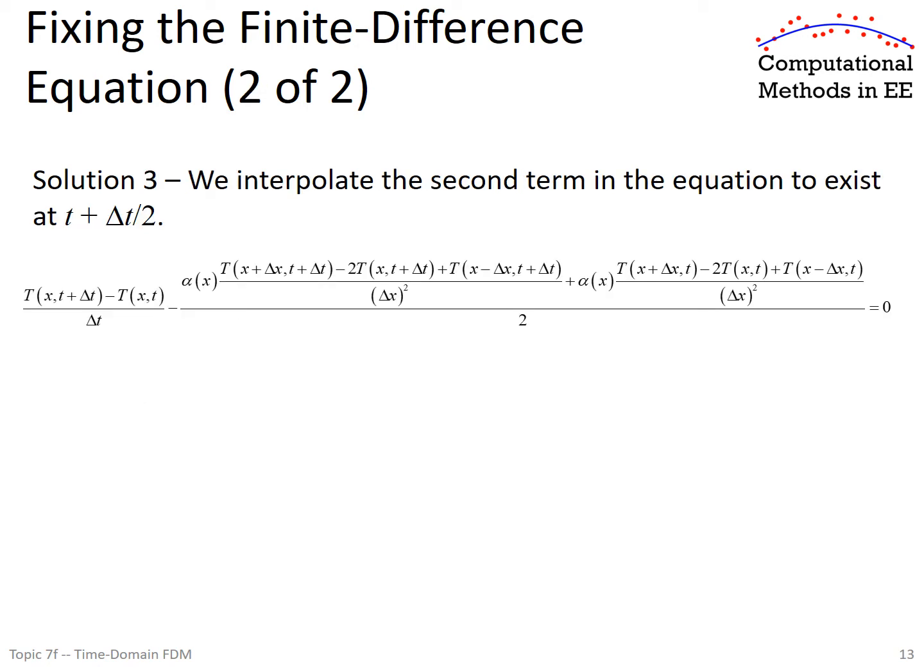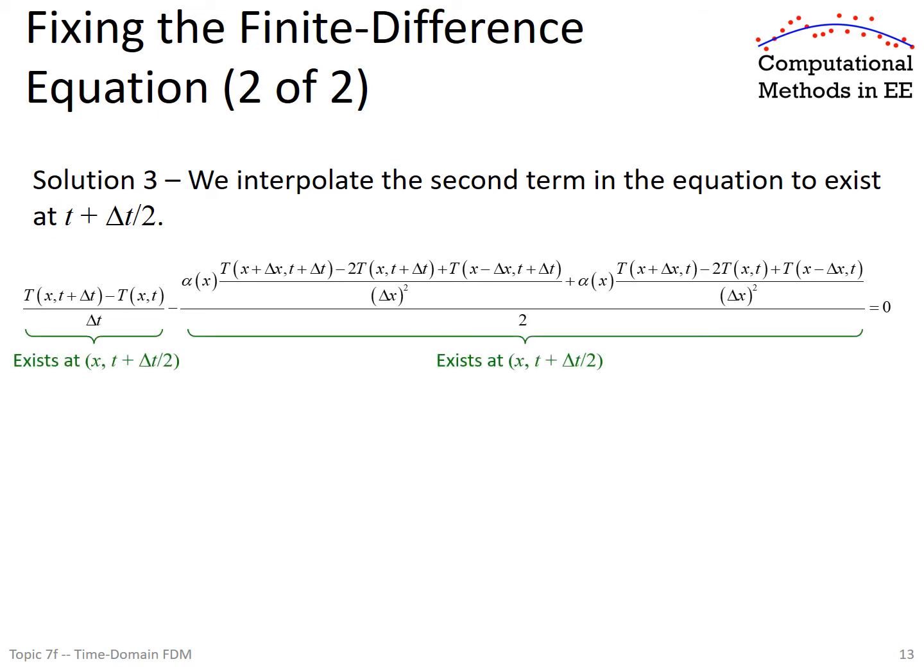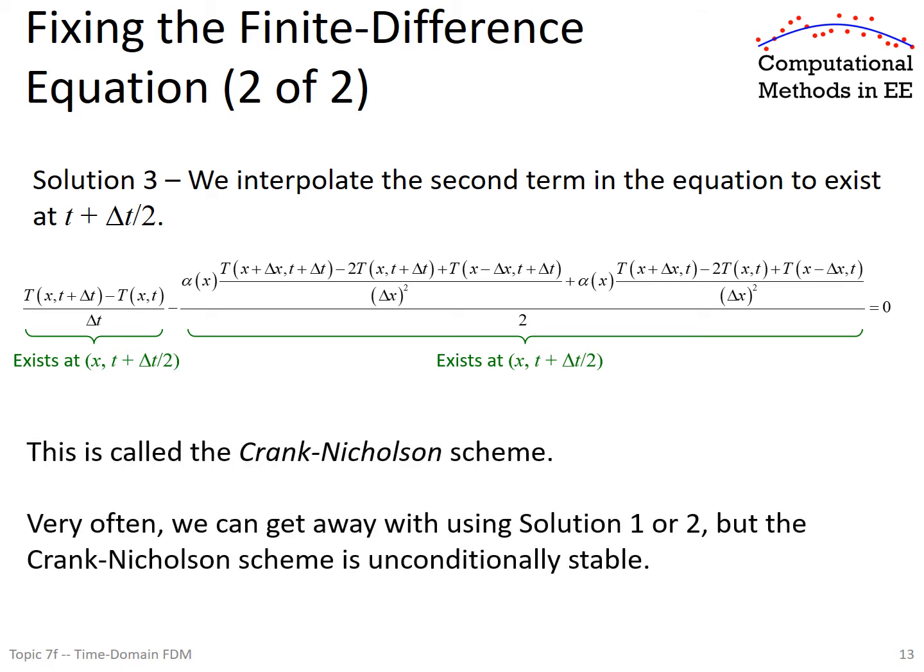There's a third way, and this is probably the better way. We can look at that second term, the alpha times the second order derivative, and we can interpolate that to exist at the midpoint. If we do that, every term in this equation exists at t plus delta t over 2. So this is a healthy way to do this, probably the best way to do it, but you can see from the equation that it is a bit more complicated. Solving this way is called the Crank-Nicholson scheme.